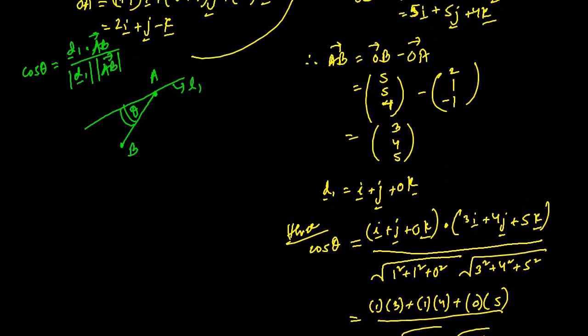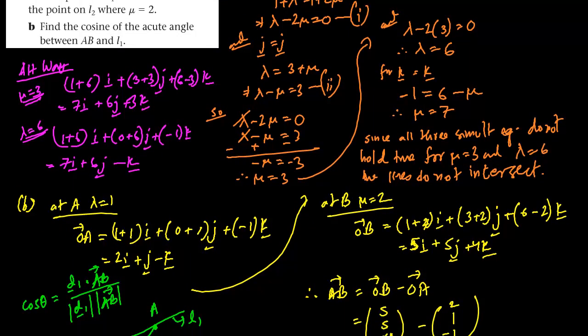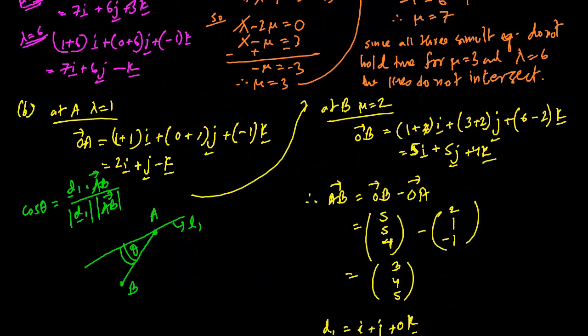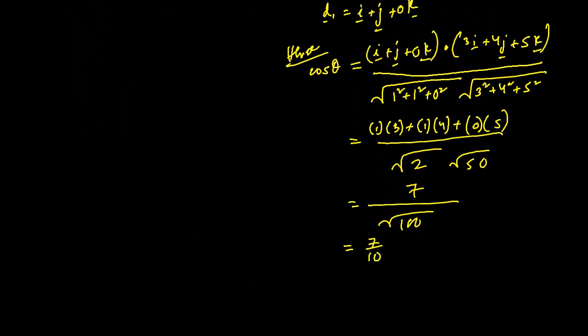Do we have to find the angle or do we have to find the cosine of that angle? So find the cosine of the acute angle between this. So that's it. We don't have to find theta. We have to find the cosine. So cos theta equals 7 by 10.